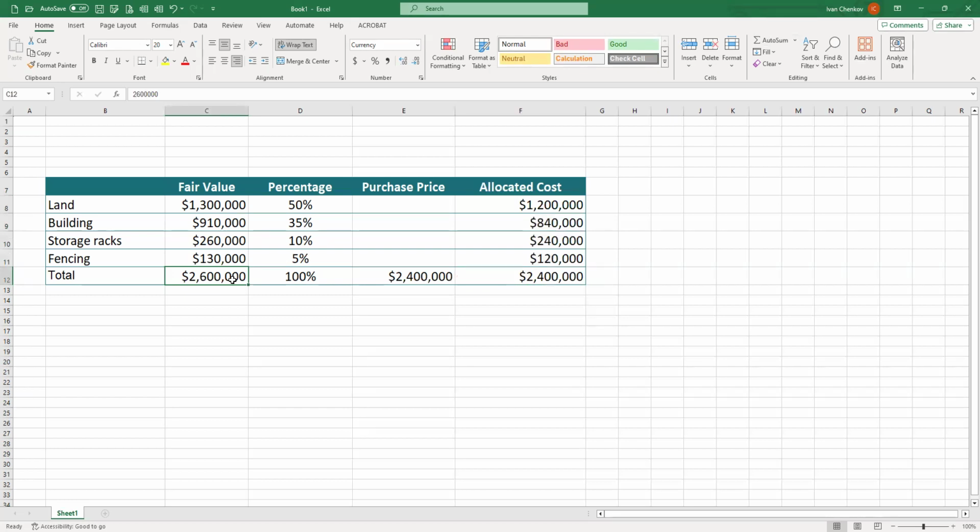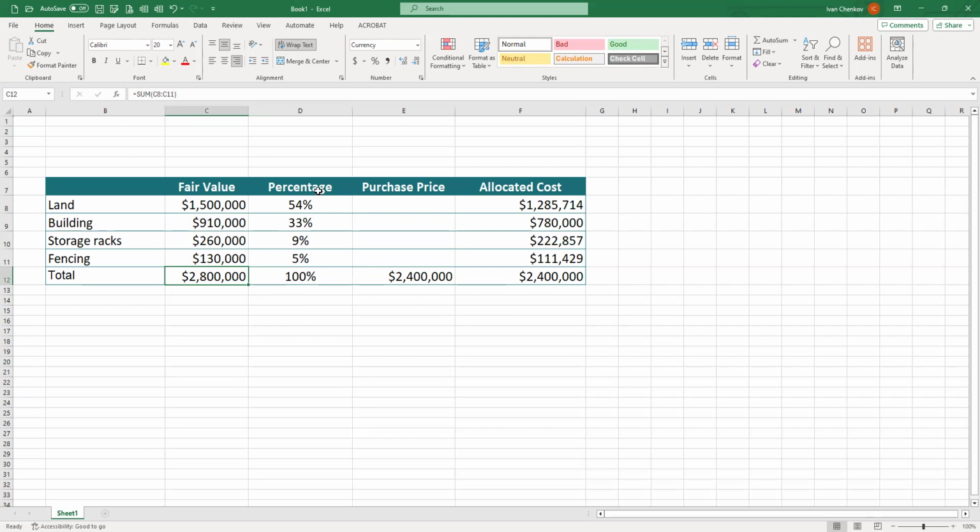So now you're going to ask me, what if those values are low? Is it possible for the fair market value, instead of 2.6, to be lower? Yeah, it can be lower, but it can be higher. So what's going to happen if, for example, the land is worth $1.5 million? Well, in that case, we have to adjust everything. The first thing that we have to adjust is our total. Now our total is $2.8 million.